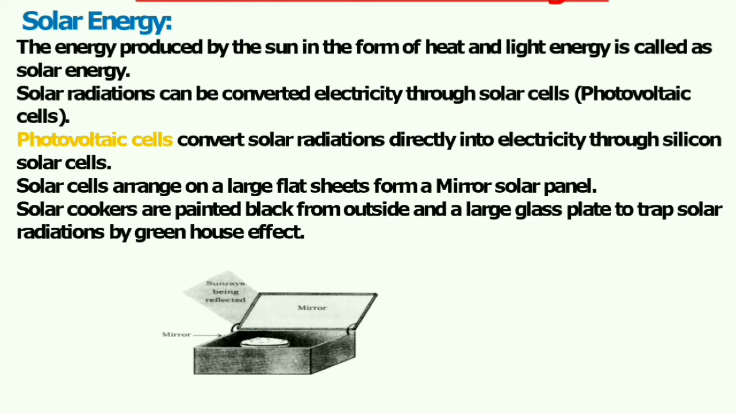Now let's talk about our first energy, solar energy. Solar energy is produced by the sun in the form of heat and light energy. Solar radiations can be converted into electricity through solar cells or photovoltaic cells. Photovoltaic cells convert solar radiations directly into electricity through silicon solar cells. Solar cells arranged on a large flat sheet form a solar panel. Solar cookers are painted black from outside and have a large glass plate to trap solar radiations by the greenhouse effect.